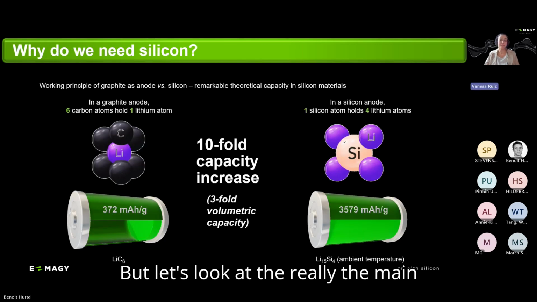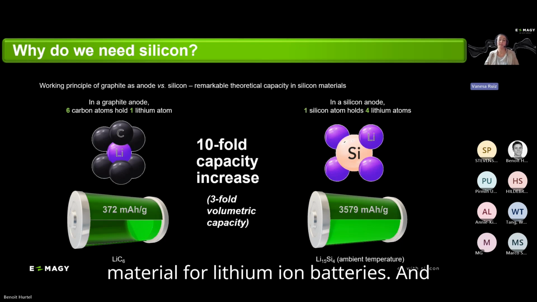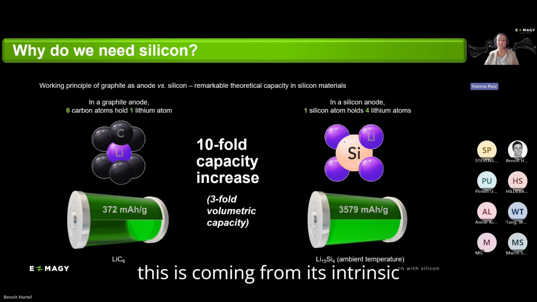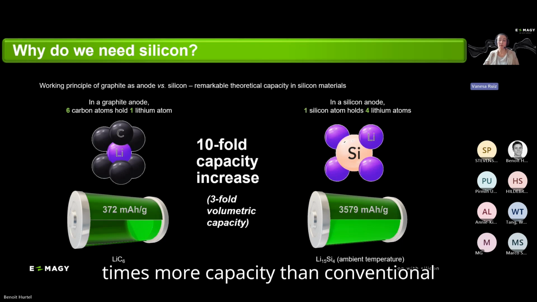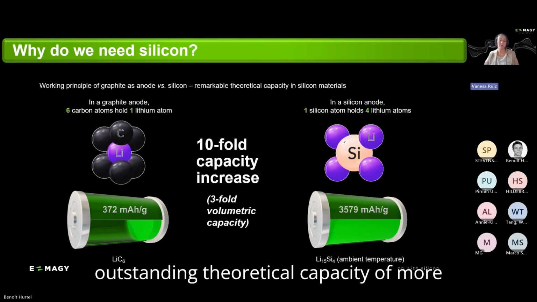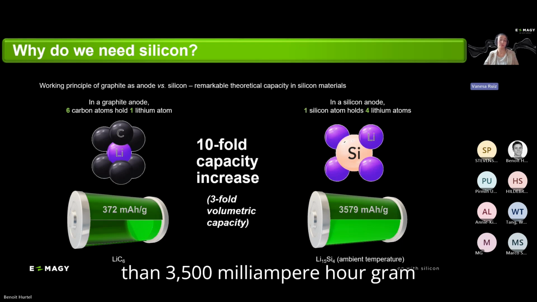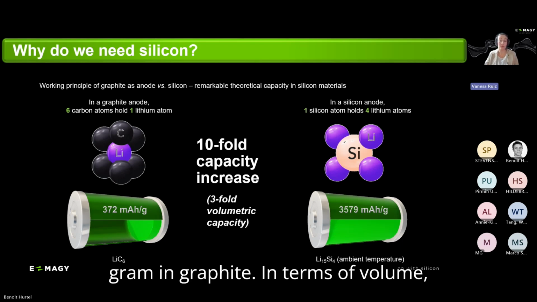But let's look at really the main reason to consider silicon as an anode material for lithium-ion batteries. And this is coming from its intrinsic specific capacity, which is quite impressive. Silicon can deliver up to 10 times more capacity than conventional graphite anode materials, with an outstanding theoretical capacity of more than 3,500 milliampere-hour per gram, compared to 372 milliampere-hour per gram in graphite.